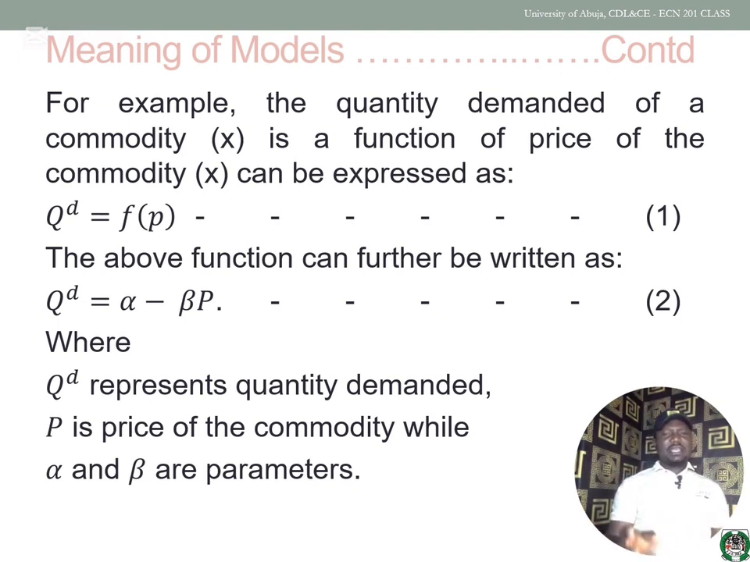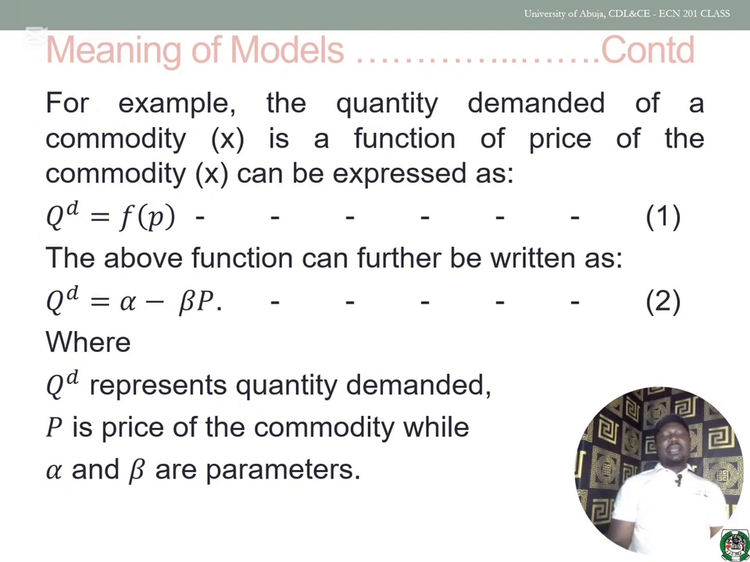The example here is the examples we have given before, but just using a single variate form. We said the quantity demanded of a commodity X is a function of the price of commodity X. This is the theory. Now, to represent this long grammatical relationship, you just say QD equal to F open bracket P close bracket. It's not even up to one line to write that down.